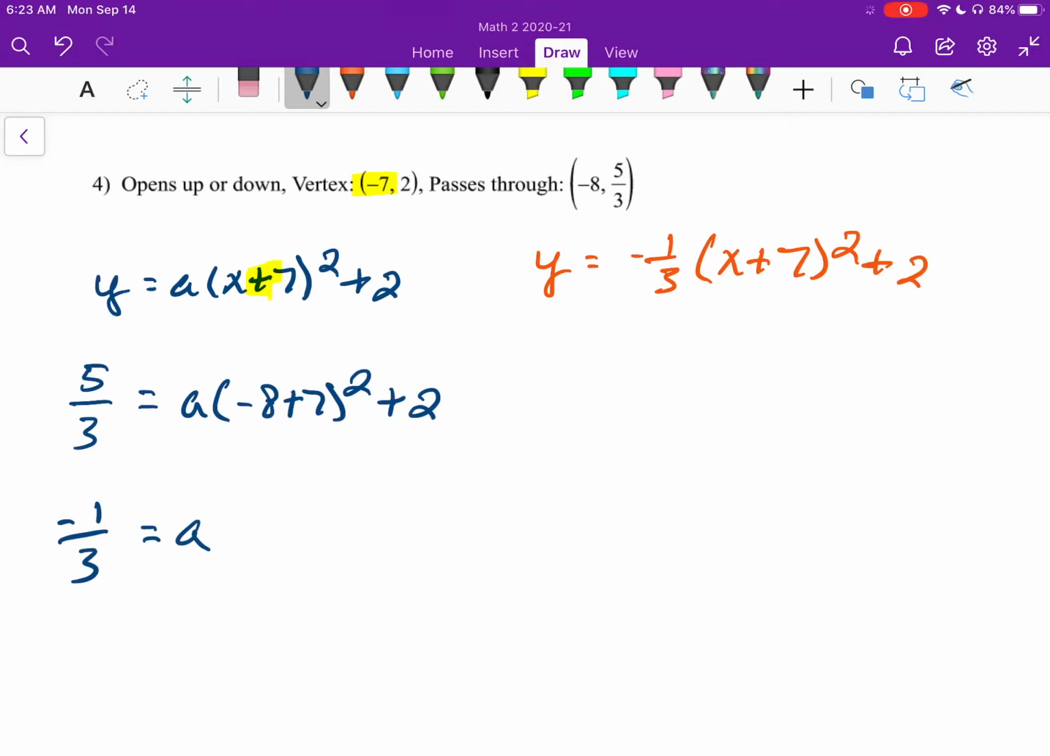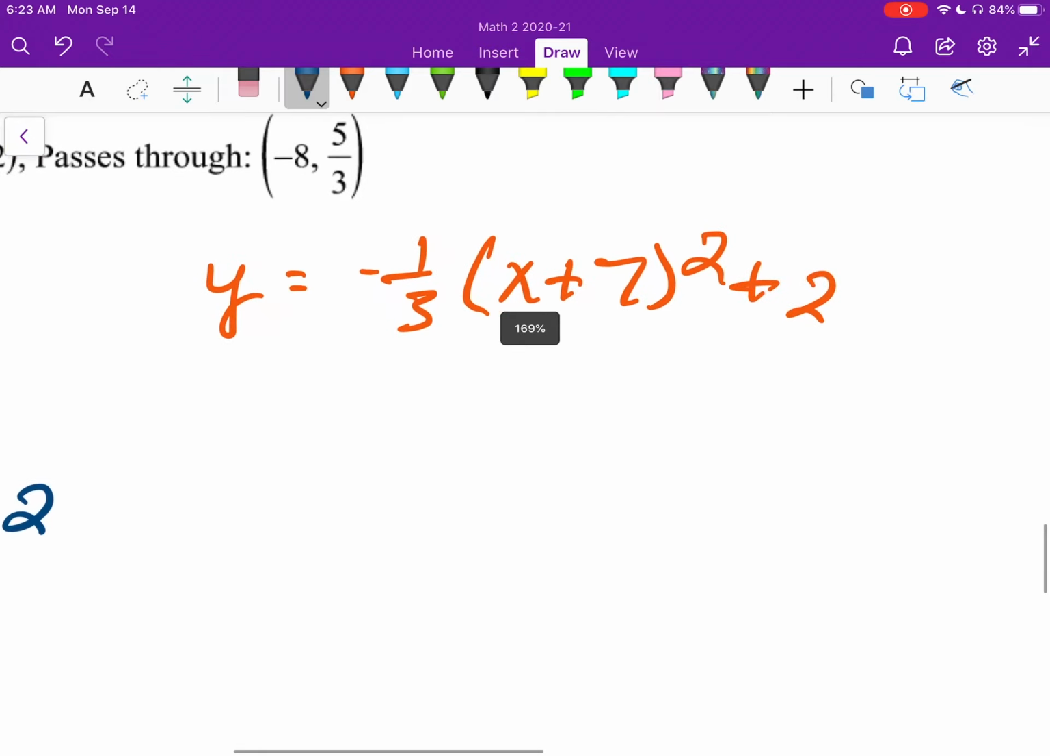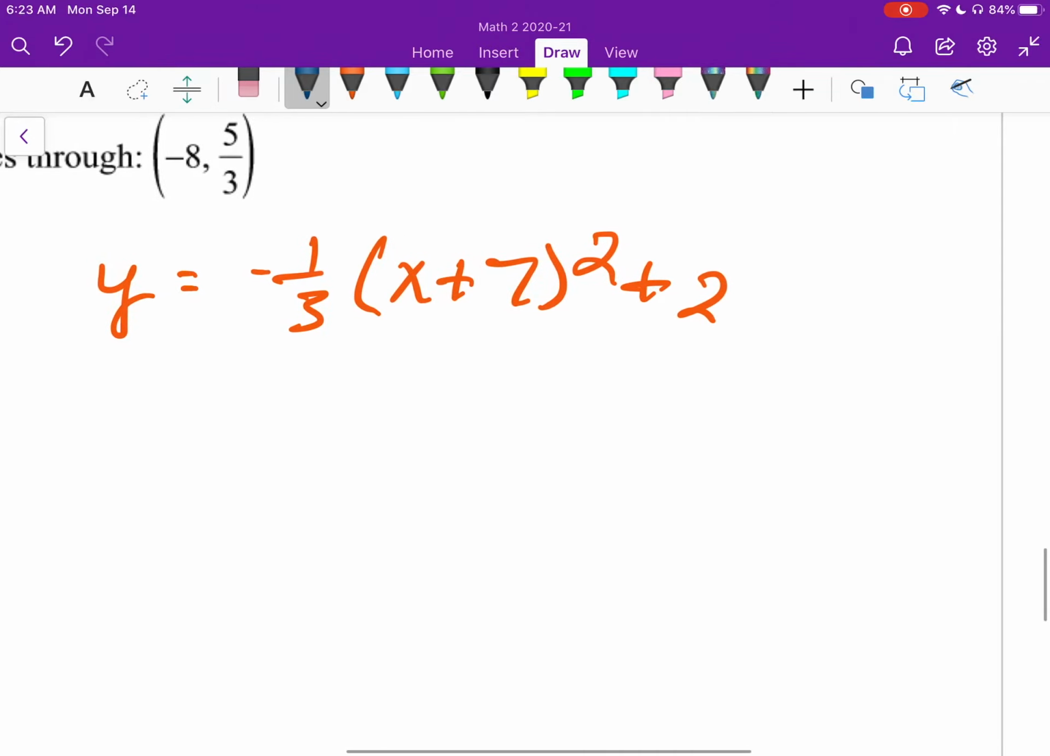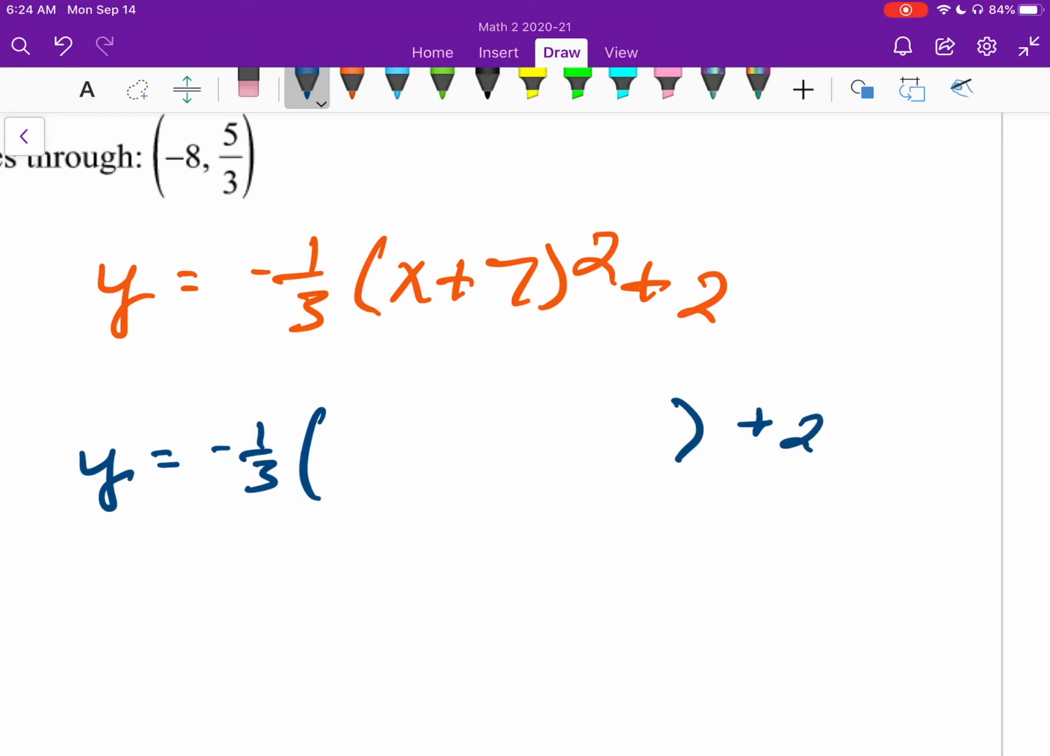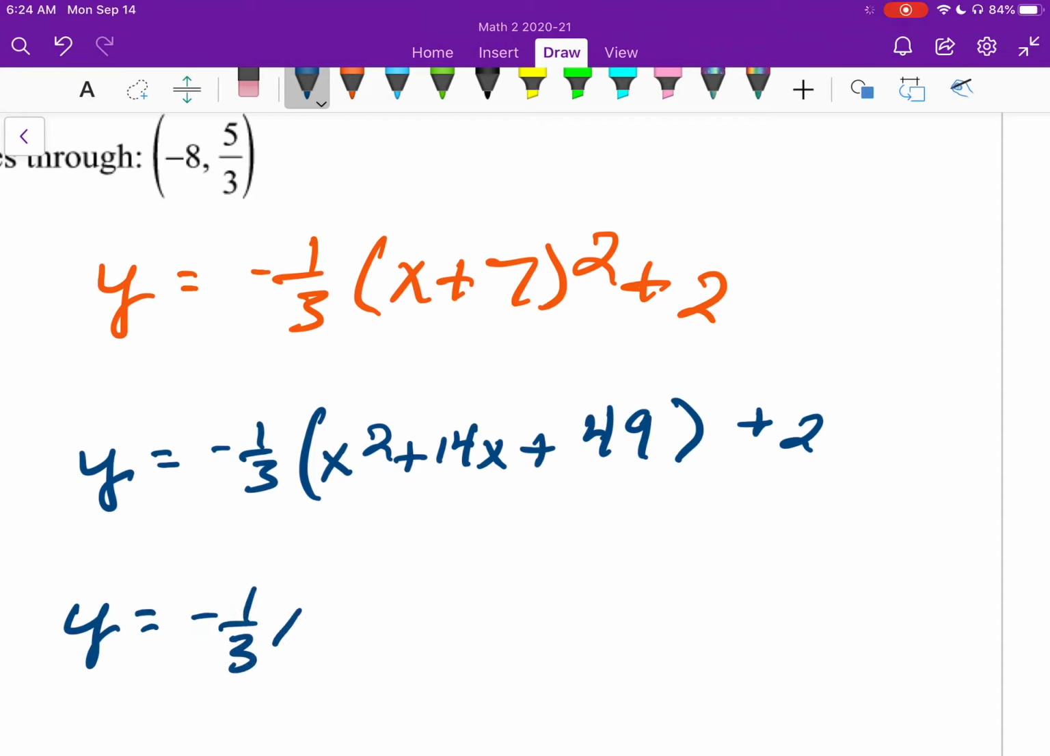Now we just have to square it out and get our answer. So y equals negative 1/3, big parentheses, plus 2 at the end. This is going to be x squared plus 14x plus 49, not 9. 49. This is the same thing as negative 1/3 x squared minus 14/3 x minus 49/3 plus 2.